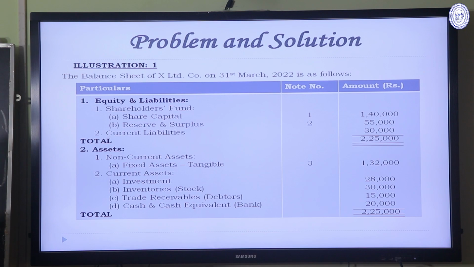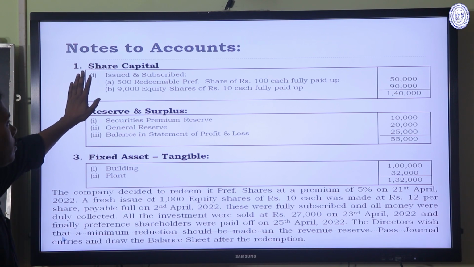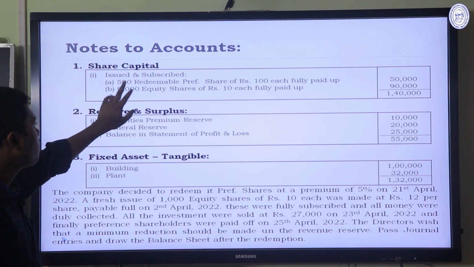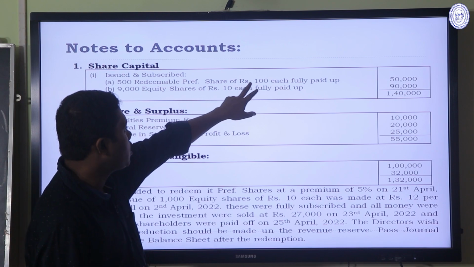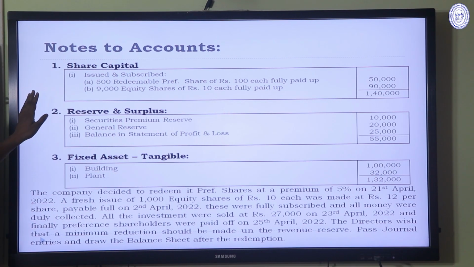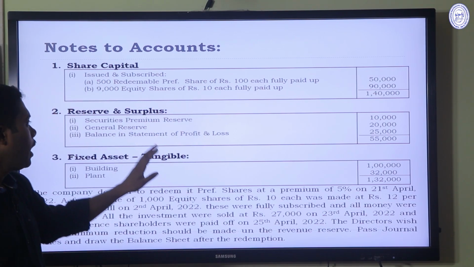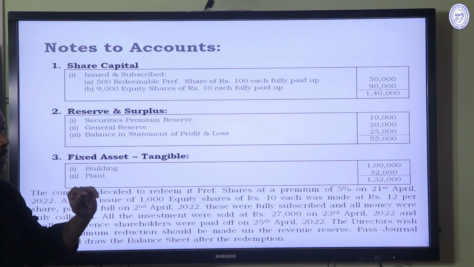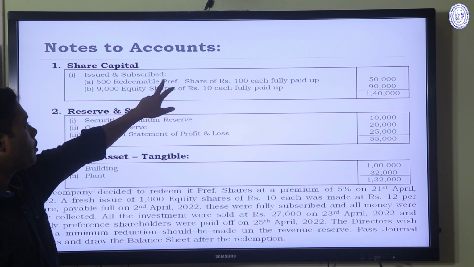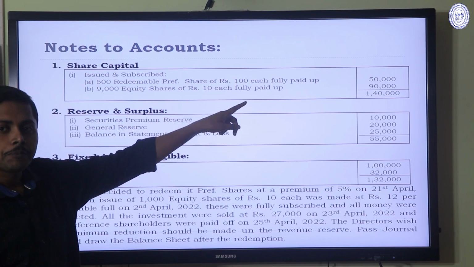Now, this is the main balance sheet, and this is notes to accounts. What is the notes to accounts? That details of share capital, 500 redeemable preference shares of rupees 100 each fully paid up, 50,000. So, this is the notes to accounts, that is the breakup of share capital, reserve and surplus, and tangible fixed asset. Now, it has 500 redeemable preference shares of rupees 100 each fully paid up. The value is 50,000.